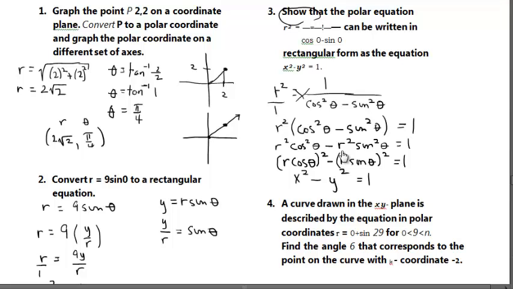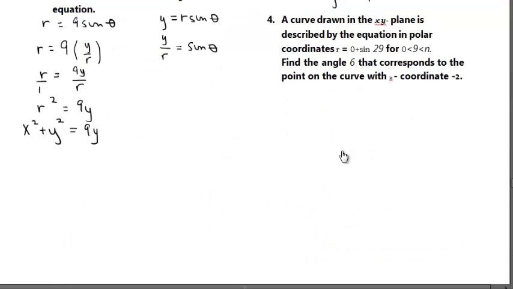All right, problem 4. We have a curve drawn in the xy plane, and its equation is given by this polar equation. We want to observe any restricted interval, and we do have one. Theta can only be between 0 and pi. Now we're asked to find the angle that corresponds to the point on the curve with x-coordinate -2. So where's the x-coordinate -2 and find theta?